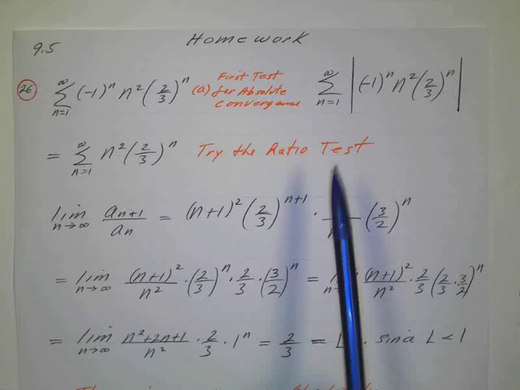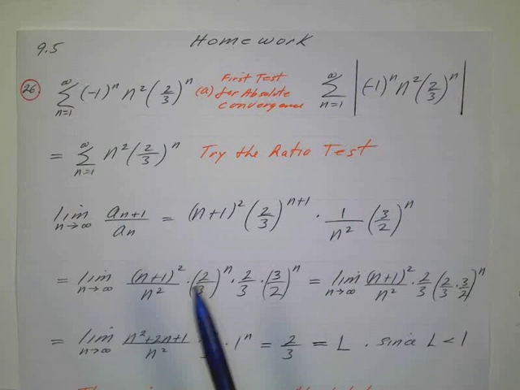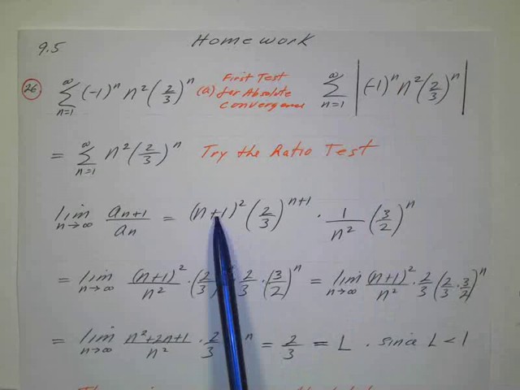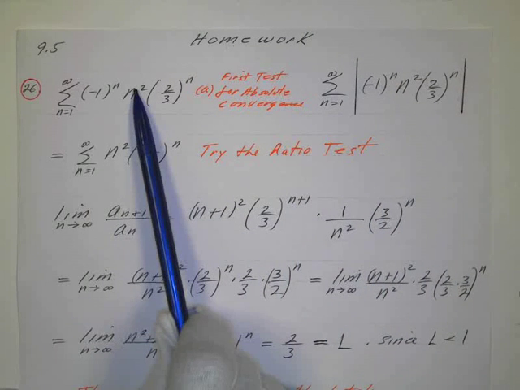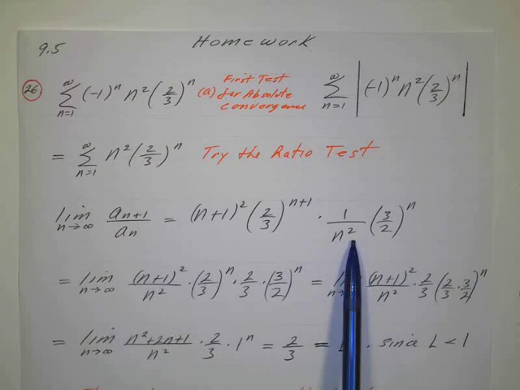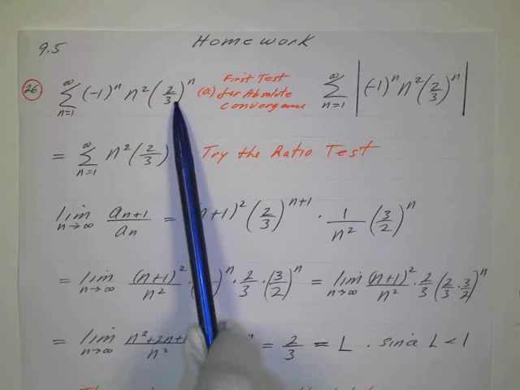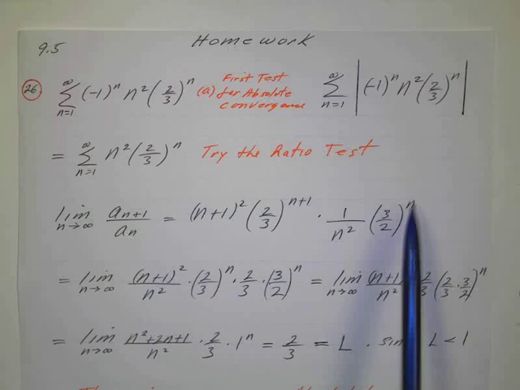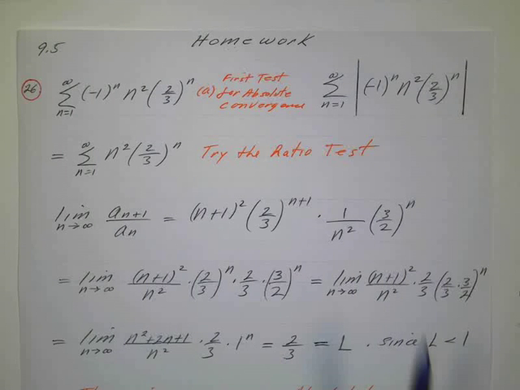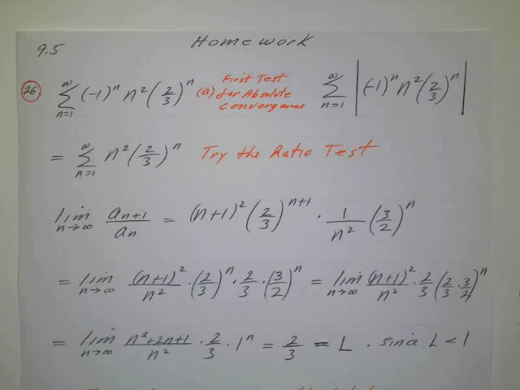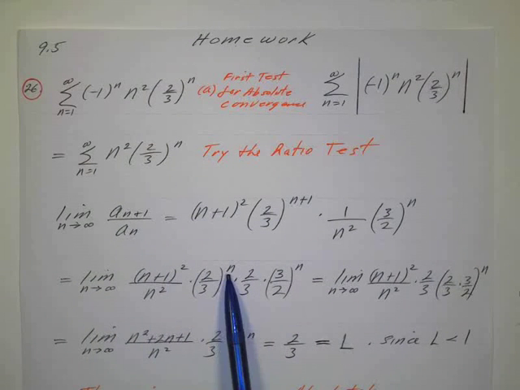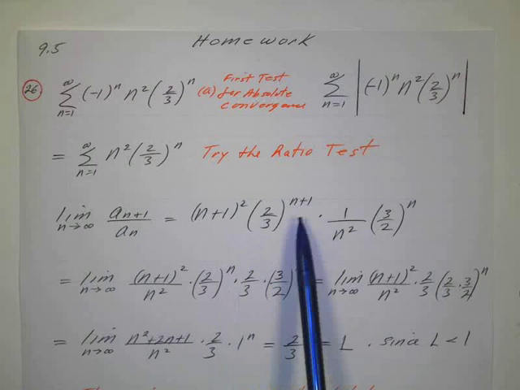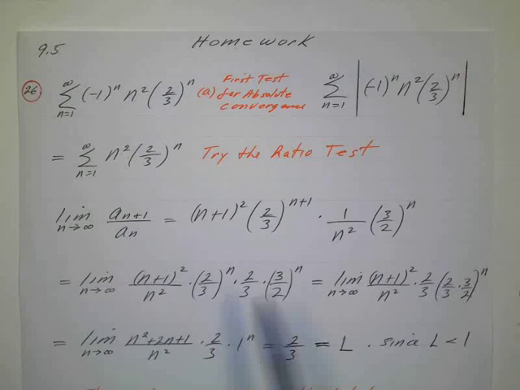This is absolute, so we don't have to worry about the negative 1 to the nth. So it's n plus 1 squared, 2/3 to the n plus 1, then times the reciprocal of this, which would be 1 over n squared, and then times 3/2 to the n. If you put it over 1 and flip it, it ends up being this. Okay, so this is the limit as n approaches infinity. I'm going to break the 2/3 to the n plus 1 up into to the n and to the 1.